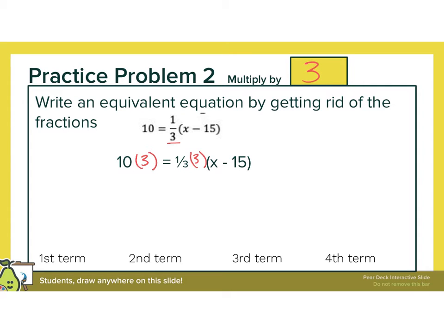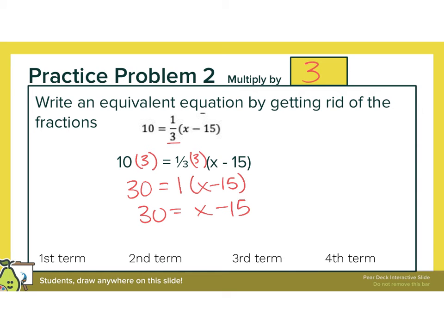I didn't give you the parentheses this time. You're going to do a little bit more each time yourself. So we're going to get 30 equals 1/3 times 3, which is just 1, x minus 15. So really this is just 30 equals x minus 15.